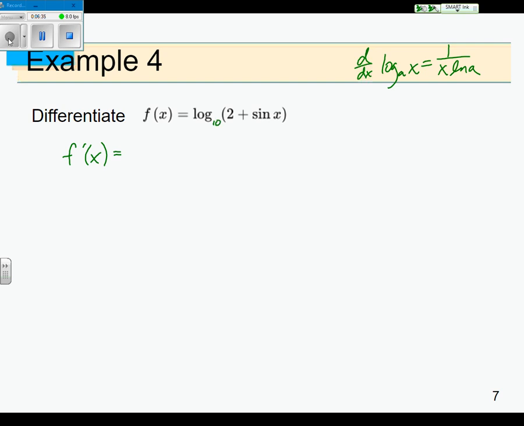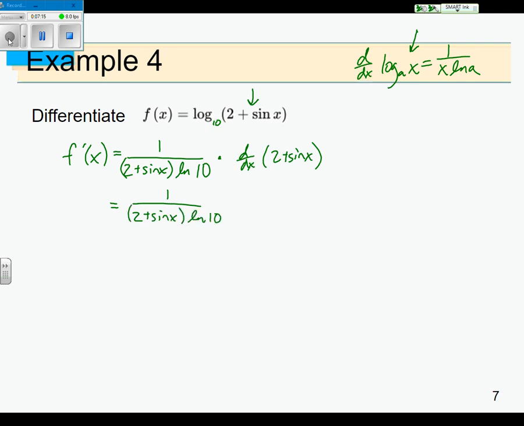So it's going to be 1 over, I think it's called the argument. So 1 over the argument. And I'm just going to multiply that by the natural log of 10. Now, unlike what I have here, I just was taking log base a of x. Here I'm taking log base 10 of a function of x. So I'm going to need to go ahead and do the derivative of this 2 plus sine x, for the derivative of my inside. So whenever I do that, that gives me 1 over 2 plus sine x times the natural log of 10.